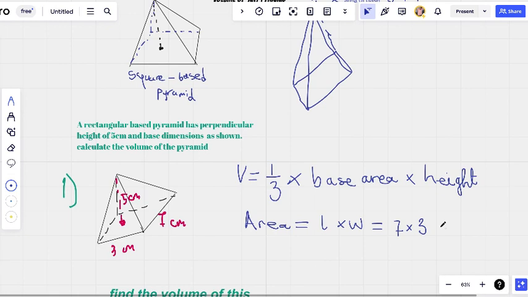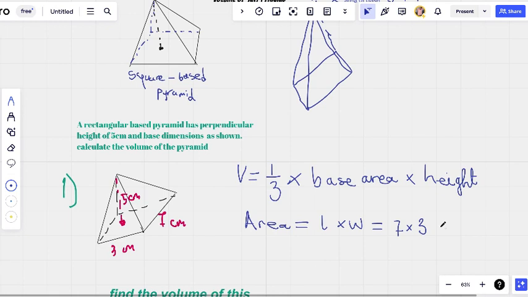Next, we substitute into this formula. So this becomes 1 over 3 multiplied by the area which we've got, which is 21, times the height. Remember the question says the height of the pyramid is 5. So we multiply by 5 as the height of the pyramid and we get our result.